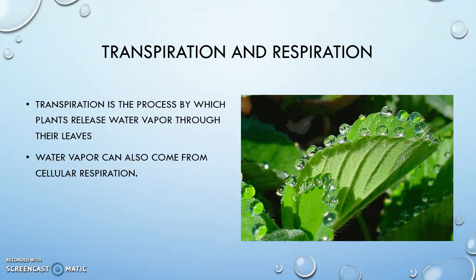You also have water vapor that comes through transpiration and respiration. Transpiration is the process where plants release water vapor through their leaves, and water vapor can also come from cellular respiration, which is a process that animals go through, and human beings are animals. So every time we exhale, water vapor. The same thing happens with your dog, your cat, any kind of animal that goes through cellular respiration would give water vapor off, and that also goes into the air as part of the water cycle.